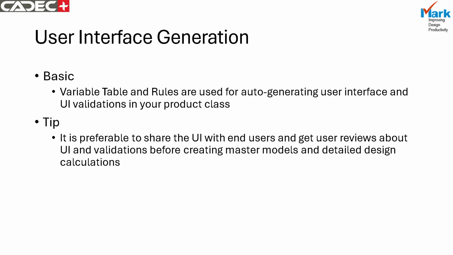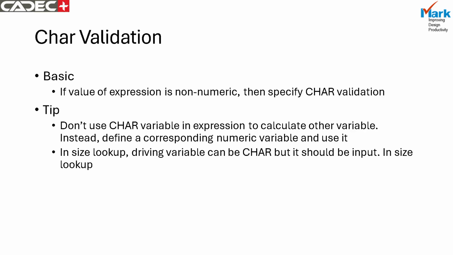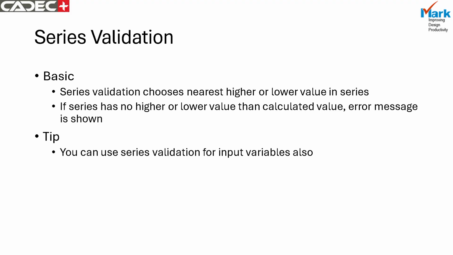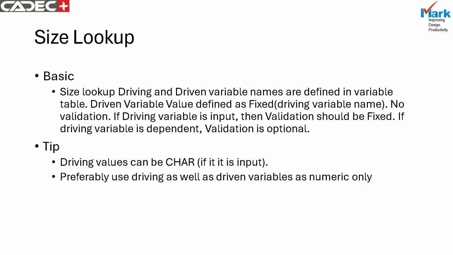Then UI generation is also an important function of variable tables and rules, and validation generation also. Then type validation is to specify that value of the variable is non-numeric. Then range validation is to check if the value is within range or not. It can be used for dependent variables also. Series validation is to choose the nearest higher or lower value.